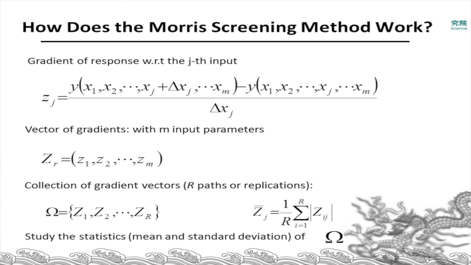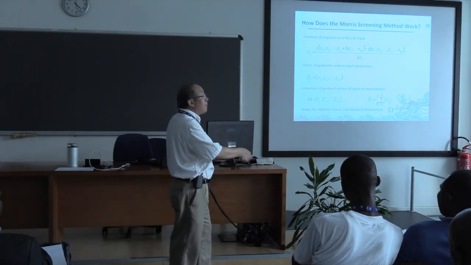You do multiple paths. In the previous slide, it was 3 paths, so R, the big R, equals 3. So you have 3 of those kind of vectors, and you compute the average of the 3. So for each parameter, you get something like this. This is a measure of your sensitivity. Why? Because when you go from one point to another point, you have a big gradient. What that's supposed to mean is that when you change the parameter, it has a big influence on your model output. So this is a measure of the sensitivity.